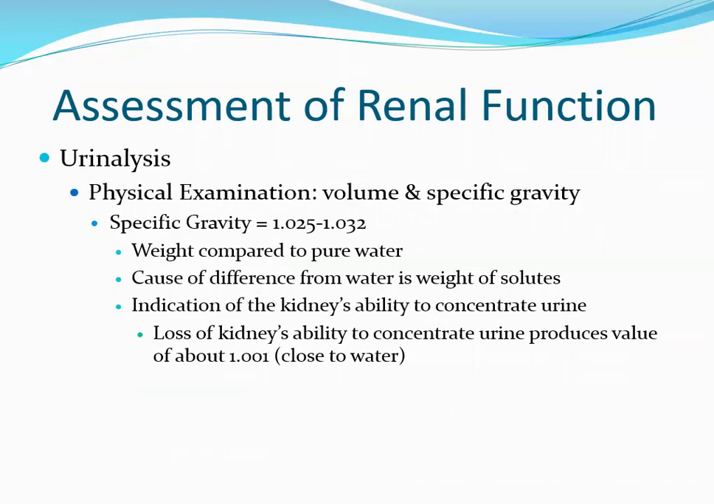Specific gravity is the weight of urine compared to the weight of pure water. Pure water has a weight of 1.000. The cause of the difference from water is the weight of solutes that are suspended in the urine. Specific gravity is an indication of the kidney's ability to concentrate urine. Loss of the tubule's ability to concentrate the urine will produce a specific gravity of about 1.001, which is very close to water.